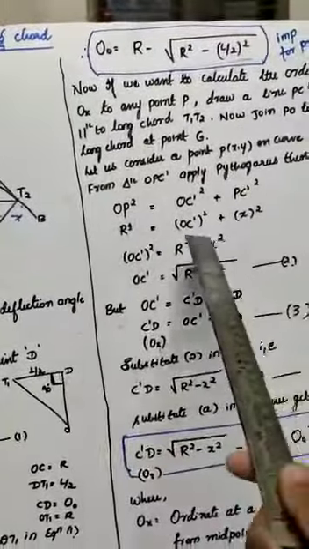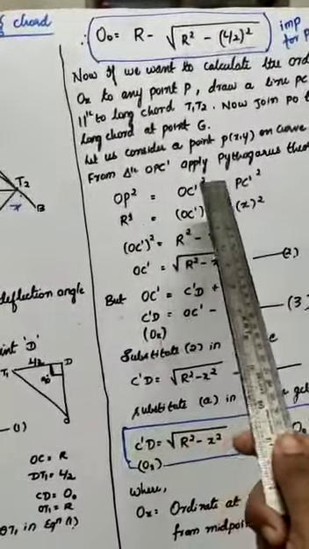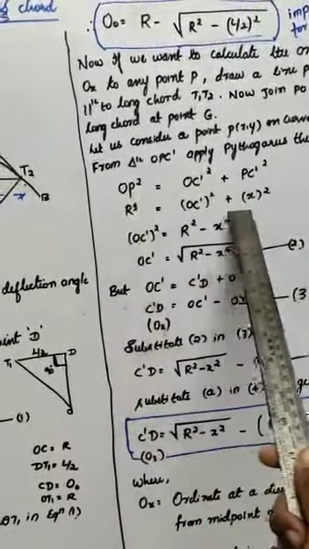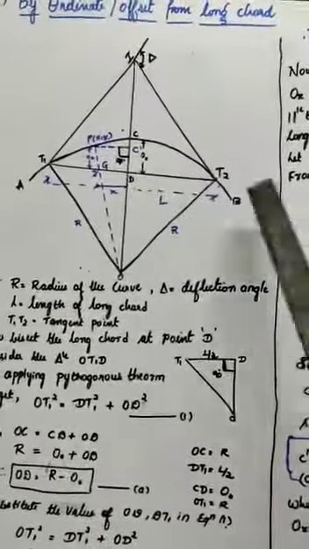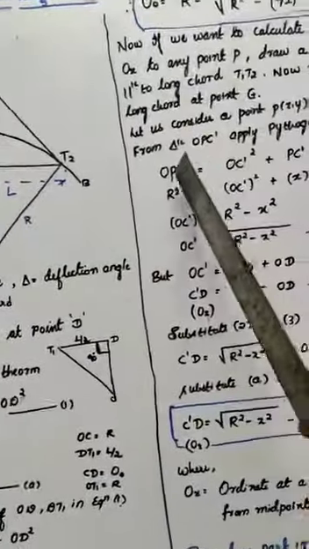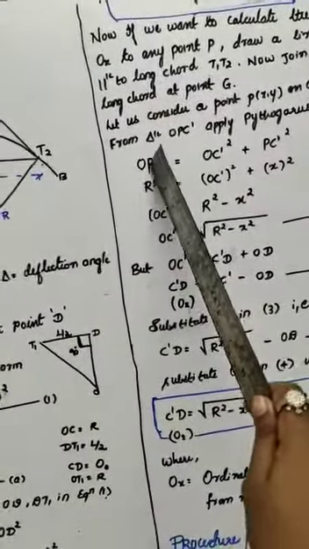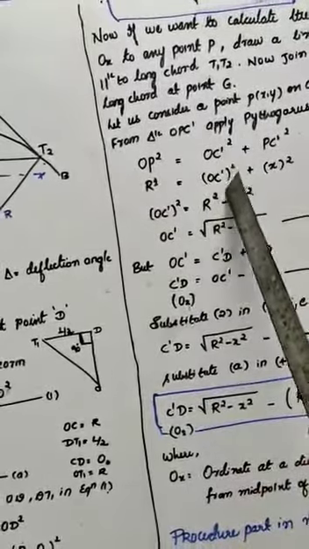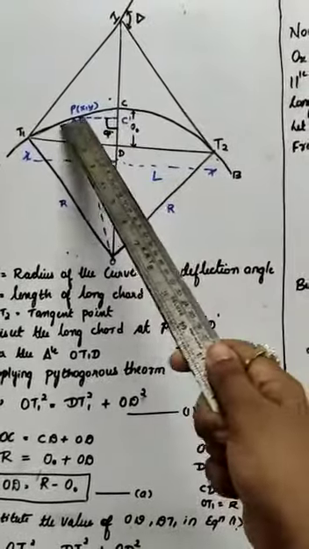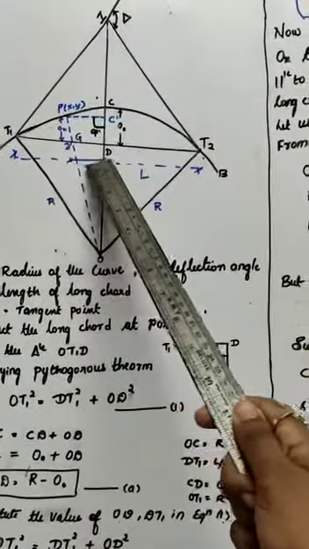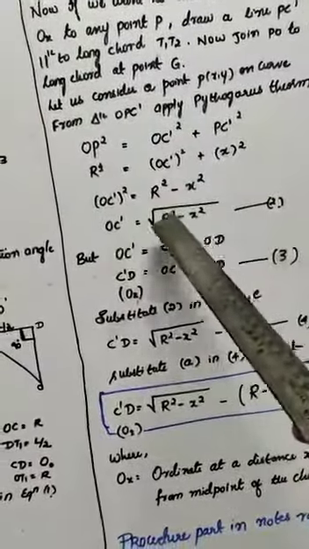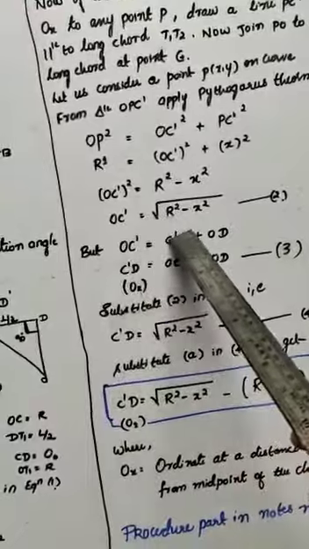So you can take out OP square is equal to OC dash square plus PC dash square. In the same way, for this equation, substitute all the quantities. What do you mean by OP here? O to P, that is also a radius to the curve. So OP is written as R. This is a square root which is present here. And OC dash you don't know, and PC dash, that is the distance between P to C dash, is considered as X. So substitute all the things and you are going to get OC dash.